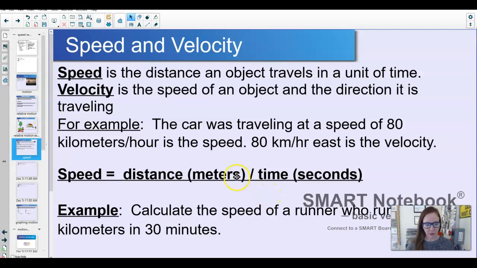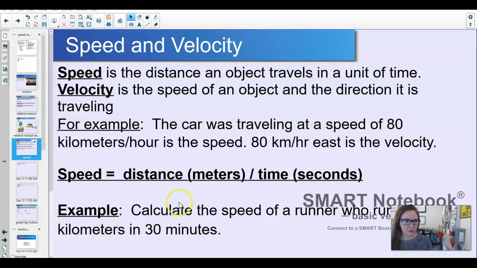Okay, so for example, if you could go ahead and calculate the speed of a runner who runs 5 kilometers, and I'm sorry my face is covering it up there, in 30 minutes. So runs 5 kilometers in 30 minutes. And you may need to pause the video to do this, and if not, go ahead and do that. You can also use a calculator. Okay, hopefully you got this.